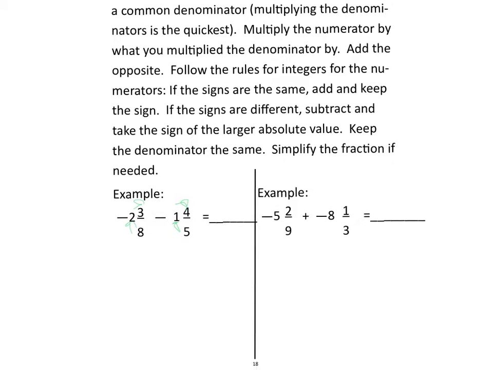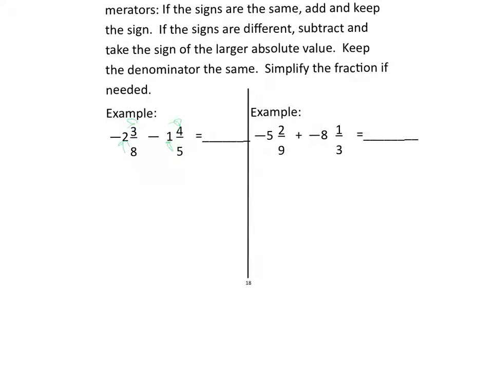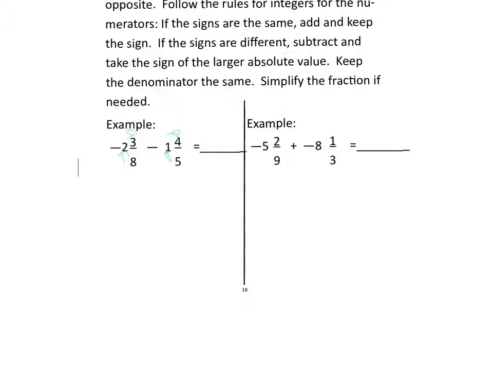We go through and make them improper, not paying too much attention to the negatives yet. 8 times 2 is 16. 16 plus 3 is 19. Over 8, and we know that the negative now goes with the numerator. Minus 5 times 1 is 5, plus 4 is 9 over 5.